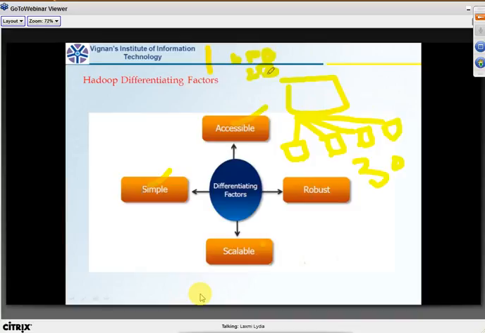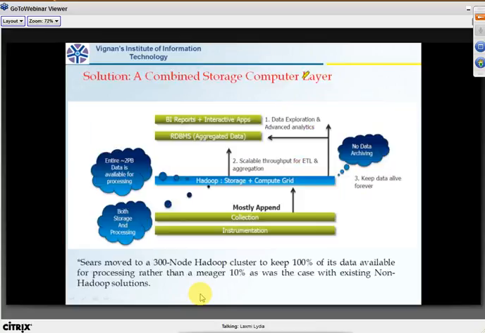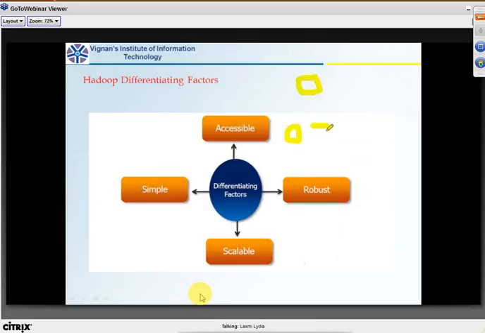But now the data has reached zettabytes. Previously it was working with petabytes. Now there is a necessity to increase the nodes. Previously we were working with only 30 nodes, for instance. Now we have extended it to 100 nodes. Why? Because we have reached zettabytes of data, not petabytes. So that is how it is scalable. We can increase our nodes according to our requirement. These are the differentiating factors which make Hadoop stand in an excellent manner.